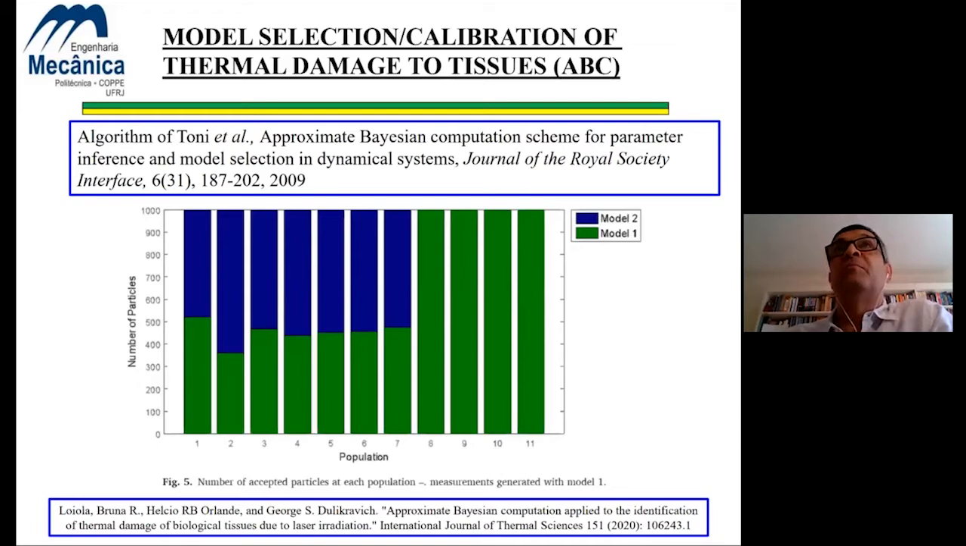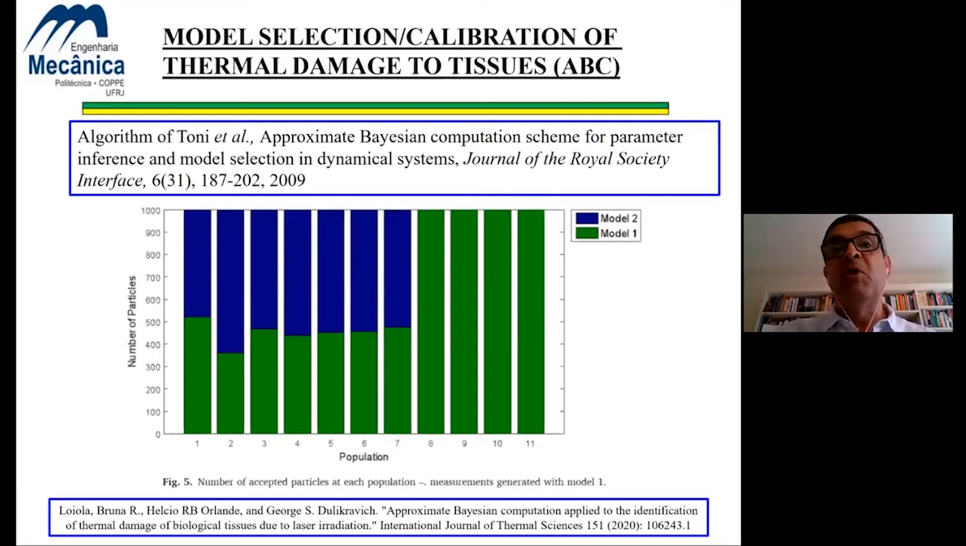The approximate Bayesian computation algorithm of Thon et al. was used with simulated measurements, and these simulated measurements were obtained with the Arrhenius thermal damage model, which is model 1 in this figure. This model also competed with the two-state model to represent the simulated measurements. Actually, we had a 50% chance for each model in the first iteration that we show in this figure.